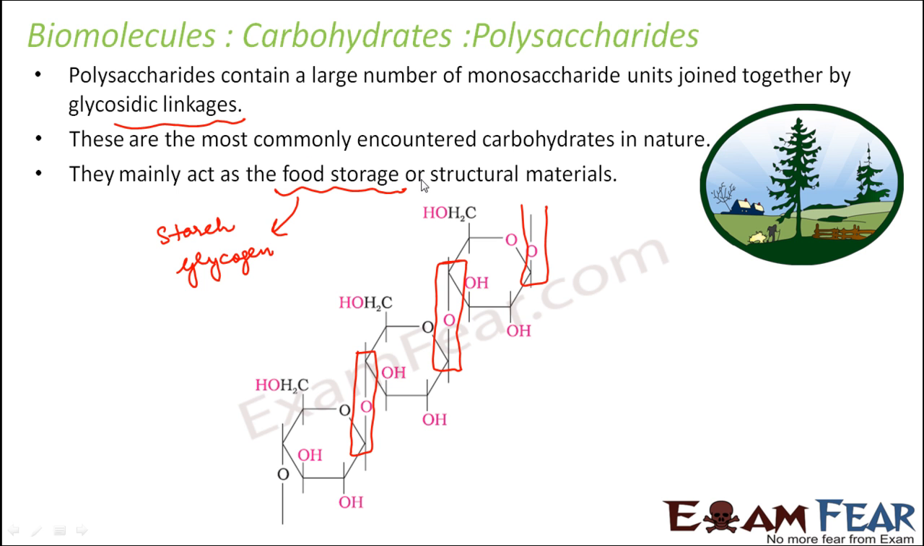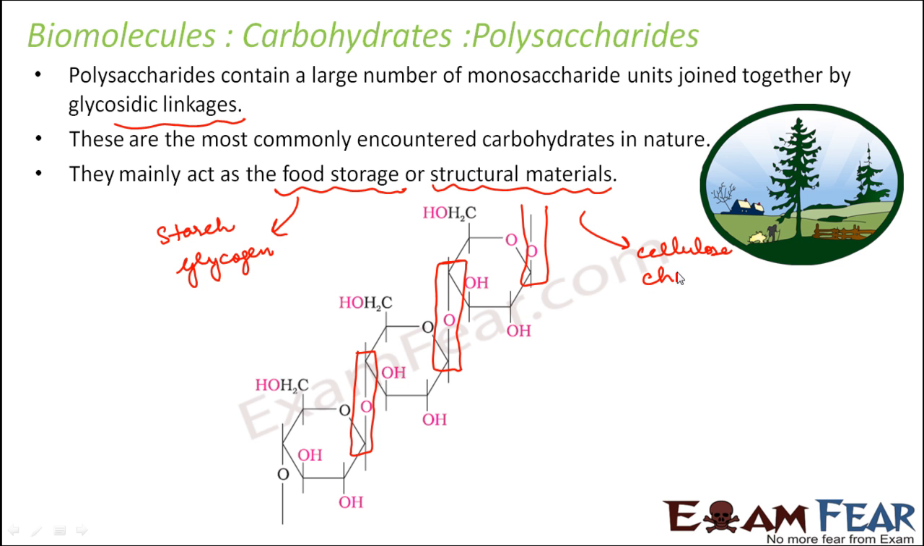They are also used as structural materials. What do we mean by structural materials? For example, cellulose. Cellulose makes up structures, or it builds structure. Cellulose is seen in the cell wall of plant cells. Every plant at the end of the day is made up of plant cells, and the plant cells have cell walls, and the cell walls are made up of cellulose. So in that way cellulose is a very important structural material.